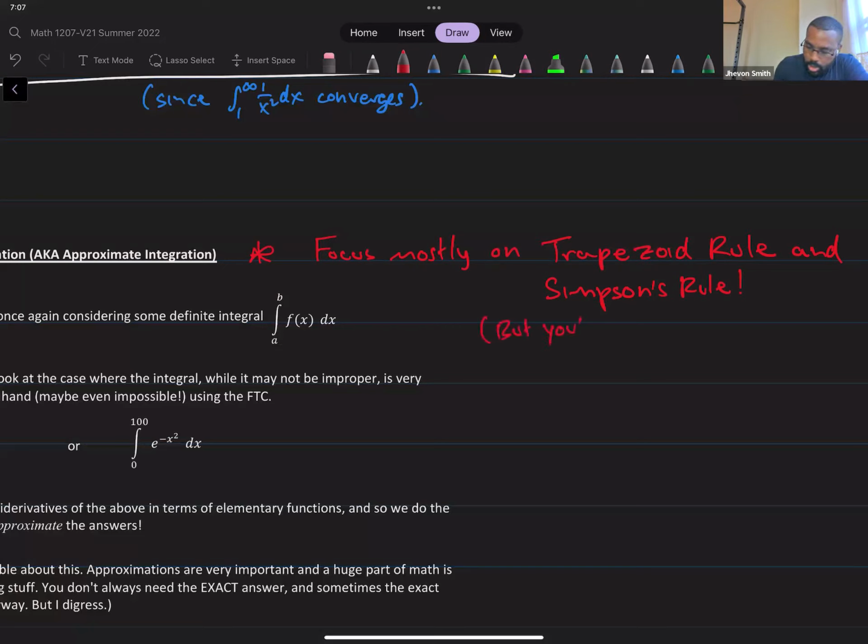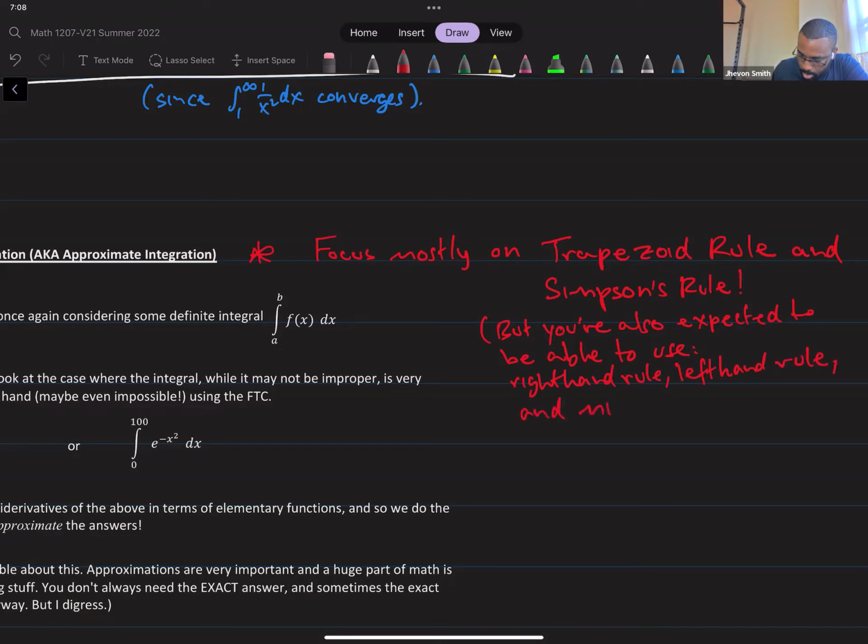But you're also expected to be able to use the right-hand rule, left-hand rule, not from physics, from Calc, and the midpoint rule. There's some sort of event going on also. Someone's name. And the midpoint rule.